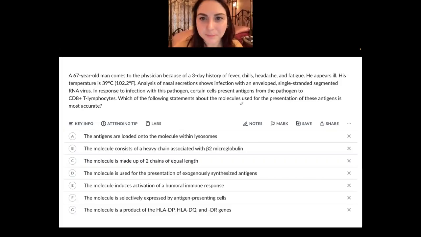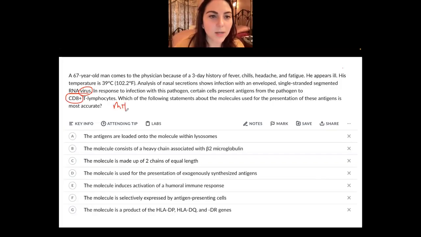So with this one, again, kind of the same idea as the last one. You have to identify which one this is. Is this MHC1 or MHC2 they are talking about? If you look at the question, they're talking about how this patient has an RNA virus, so there's a viral infection. It says certain cells present antigens from the pathogen to a CD8 positive T cell. So remember the rule of 8. So this would be an MHC class 1.